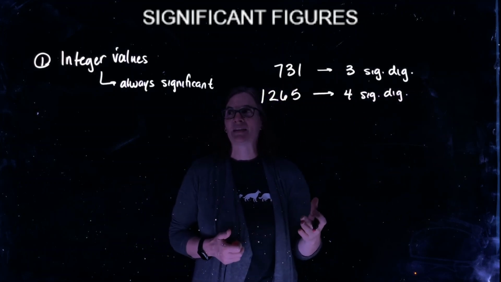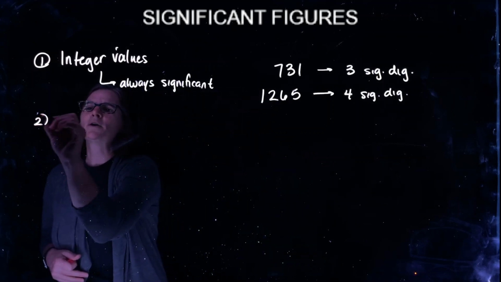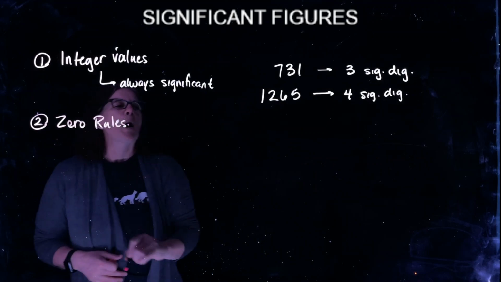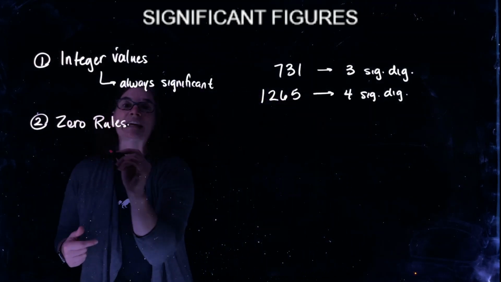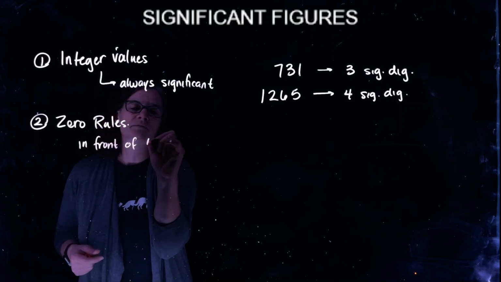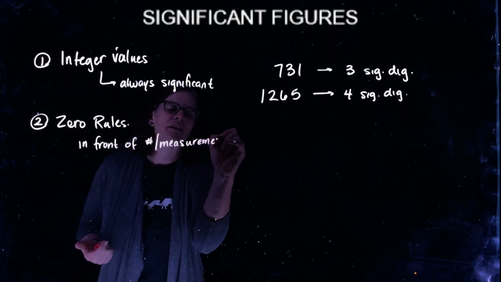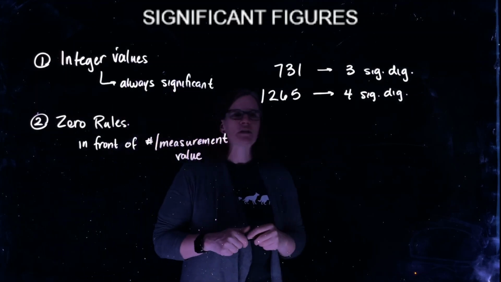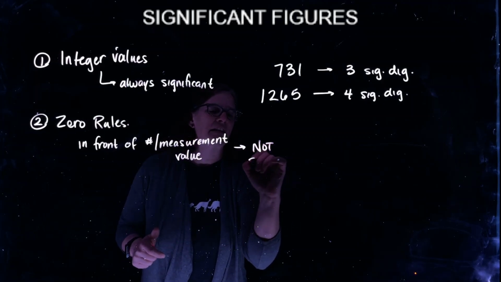We count those. What about zeros? That's where we're going to start looking at some cases. Zeros are a little bit different, so we're going to look at the zero rules. Rule number one for zeros: if zeros are in front of the number, in front of the measurement value, and that's what we're dealing with in our numbers, these are actually measurement values, if a zero is in front, it is not significant.